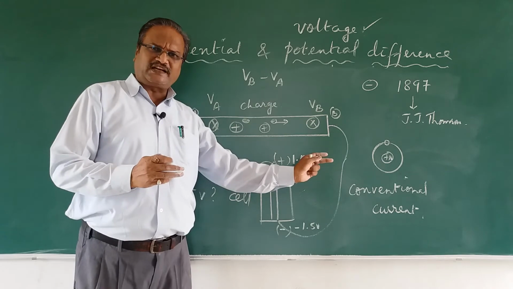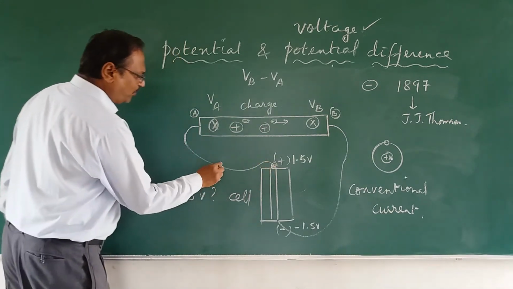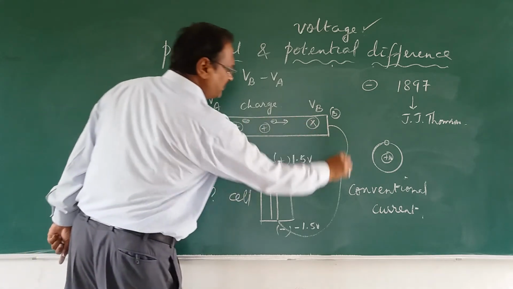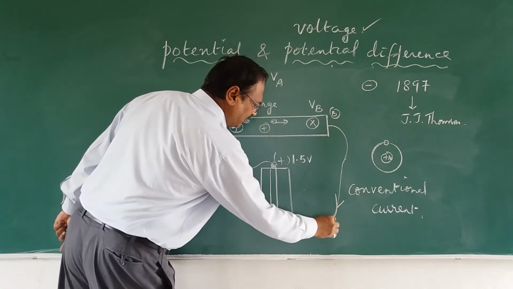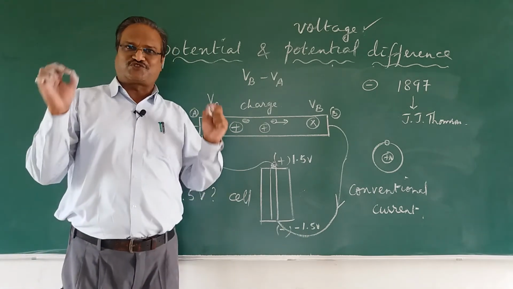So in conventional current, they thought positive charge is flowing. So they said that it goes from the positive of the cell, comes like this and comes back to the negative terminal of the cell. And this is called a closed circuit.